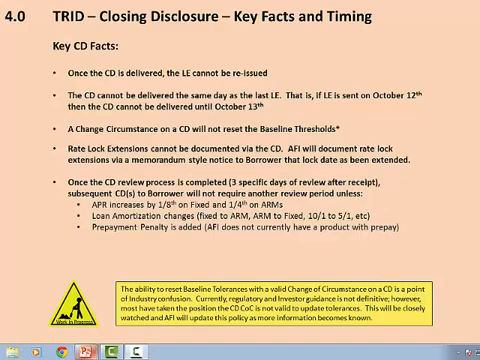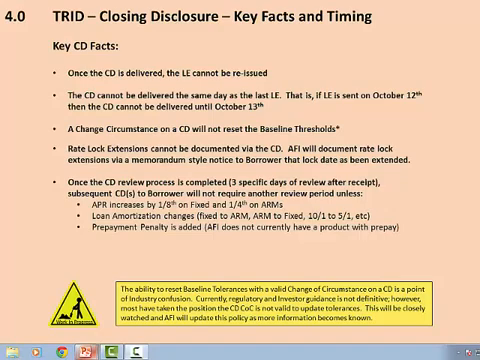A change of circumstance on a CD will not reset your baseline fee thresholds for calculation of tolerances and lender cures. Rate lock extensions cannot be documented via the CD. Amerifirst will instead document the extension of a rate lock and alert the borrower using a memorandum style notice. Once the mandatory 3 day review of the CD has passed, the borrower will not receive another CD unless one or more of the following 3 scenarios occurs.